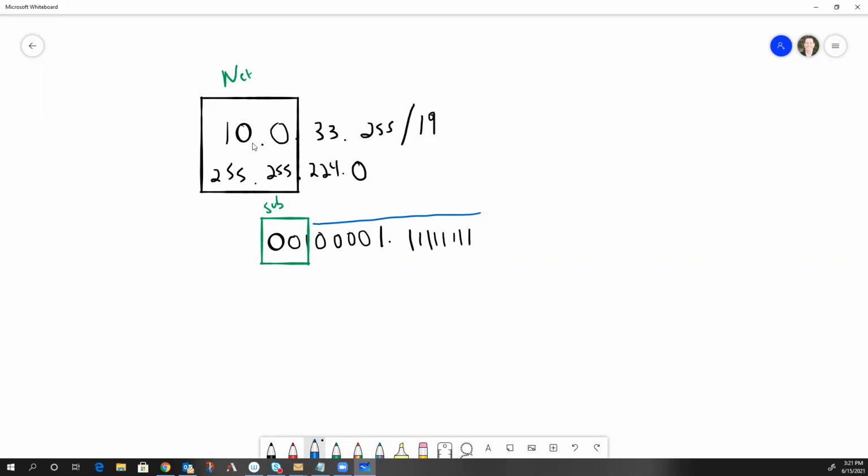Are they all 1s? No. Are they all 0s? No. Valid IP address to be placed on a host.